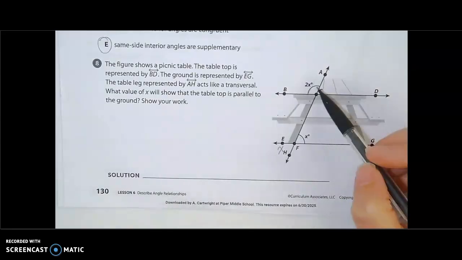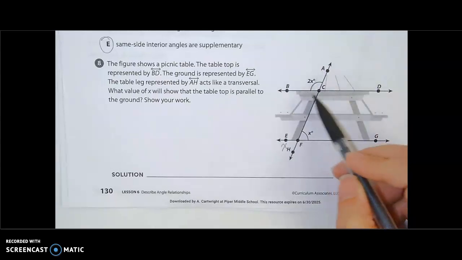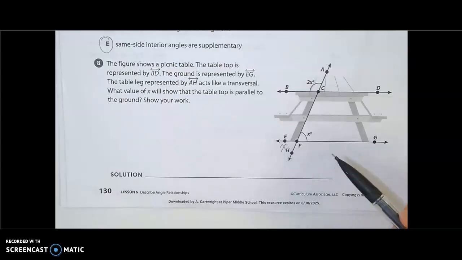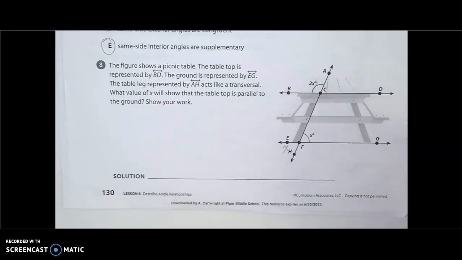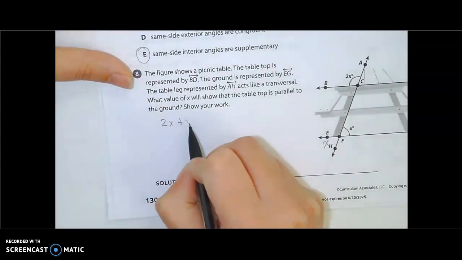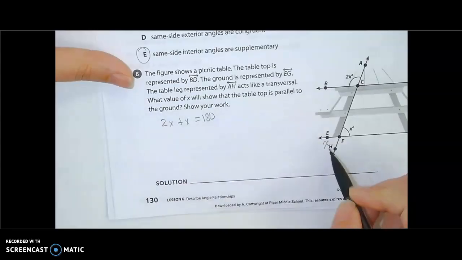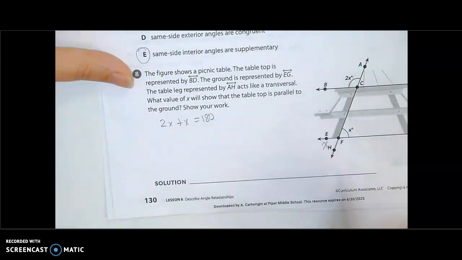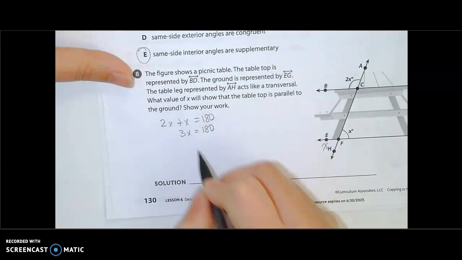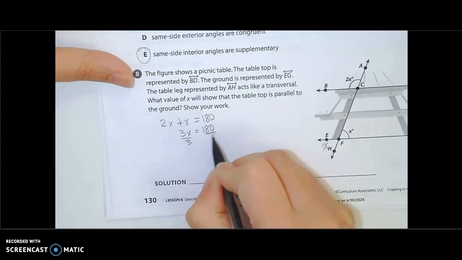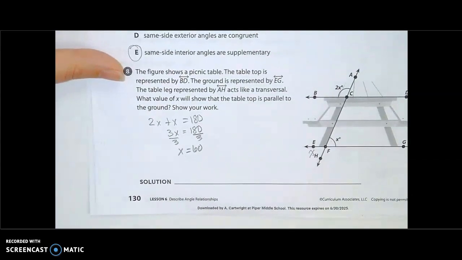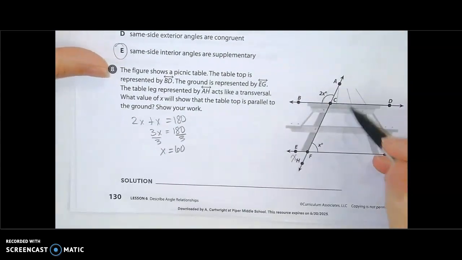When I do that, I know that angle ACB and angle HFE are same side exterior angles, which means that they are supplementary. So I'm going to have 2x plus x equals 180, because this angle plus this angle have to equal 180. Combine like terms, I get 3x equals 180 degrees. Divide by 3, x equals 60. So as long as x is 60, then these lines are parallel.